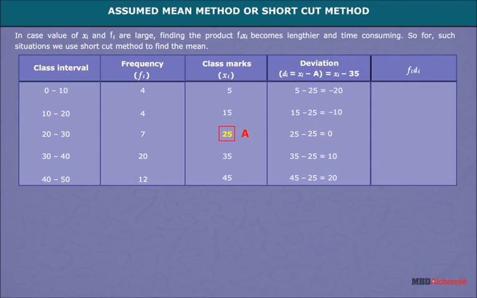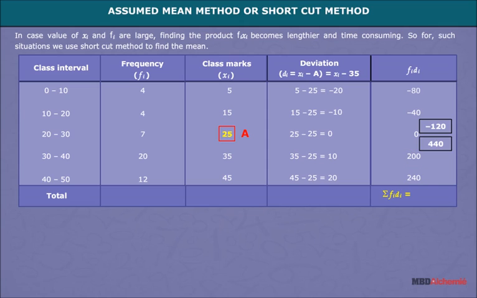In the third step, make a column of fi di by multiplying these di's with the corresponding fi, as shown by the animation here. In the fourth step, find the value of sigma fi di by adding all fi di, which is 320 here, and also find the value of sigma fi by adding all fi, which is 47 here.